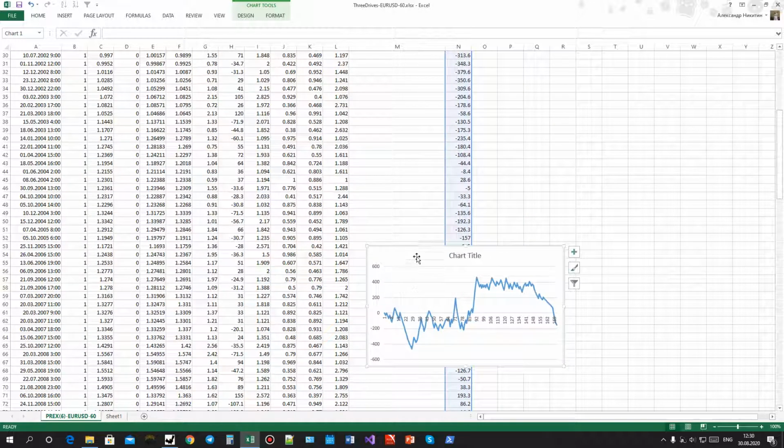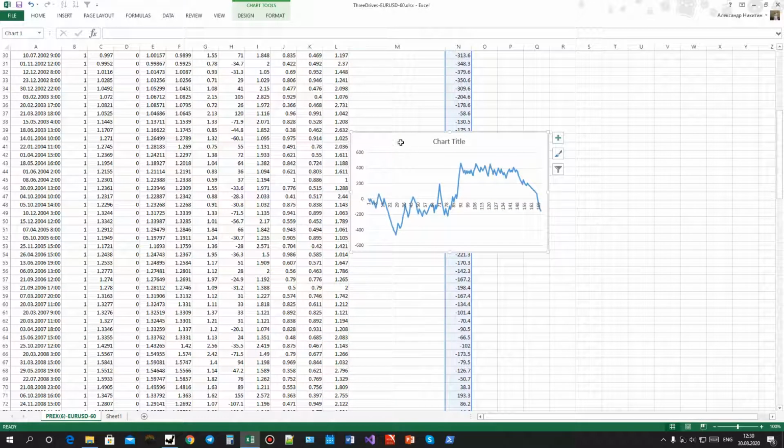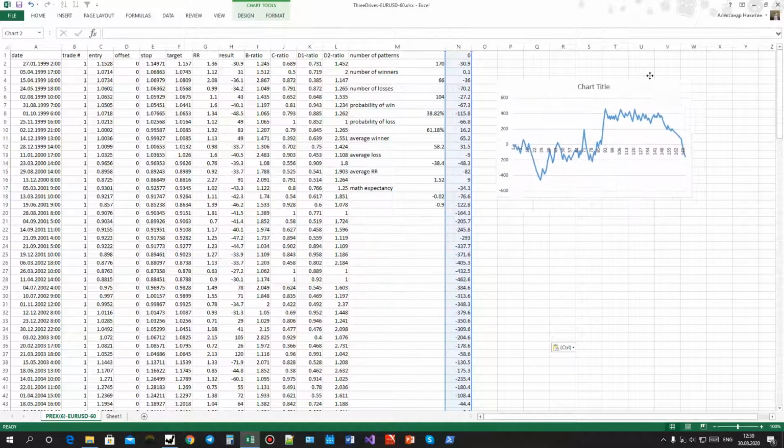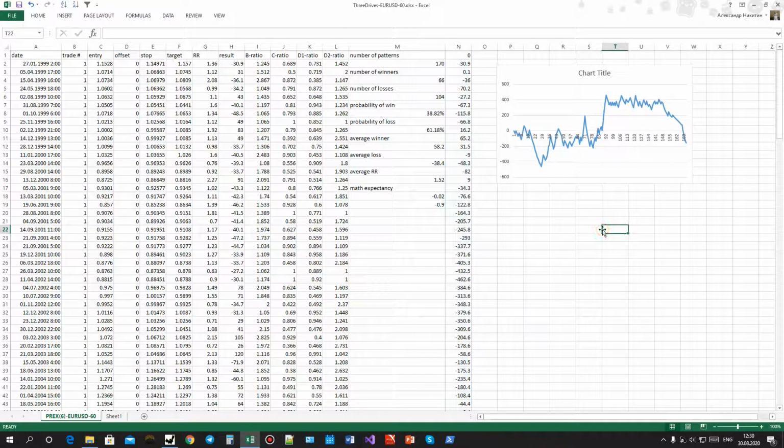Let me move it to the upside. Probably I can do it this way. Just cut and paste it back.